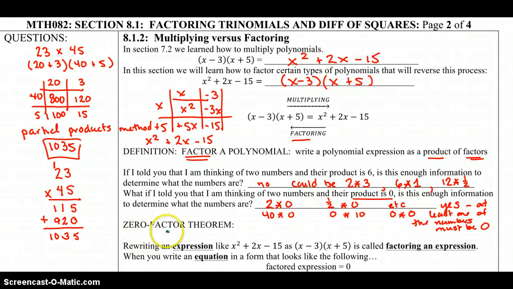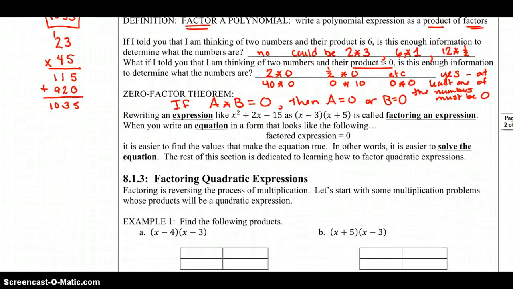So that leads us to something that we're going to use in solving these types of equations called the zero factor theorem. So if A times B is equal to 0, then A is equal to 0, or B is equal to 0, or both. So if the product of two numbers is 0, we know at least one of these two numbers has to be equal to 0.